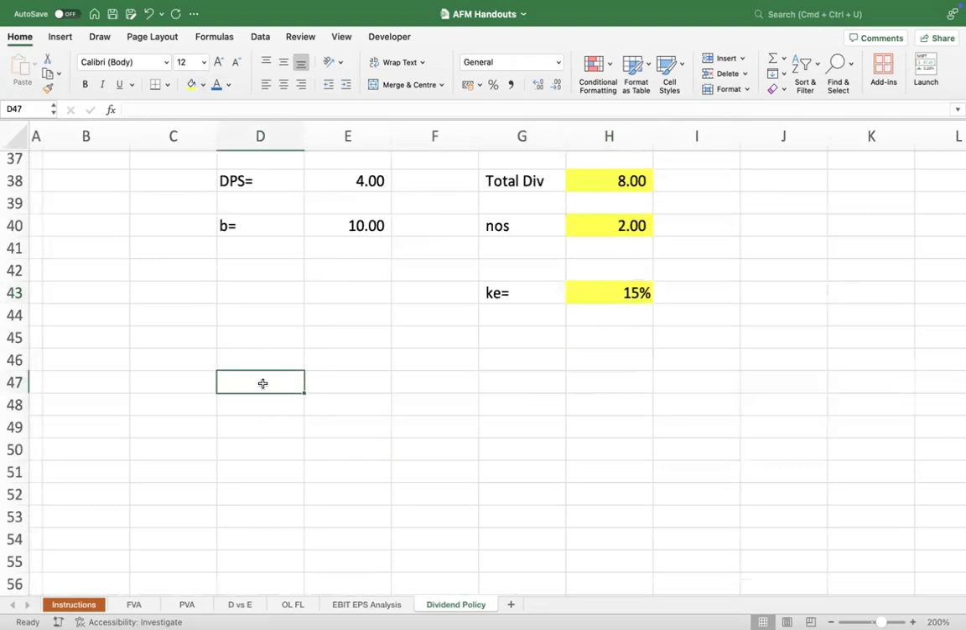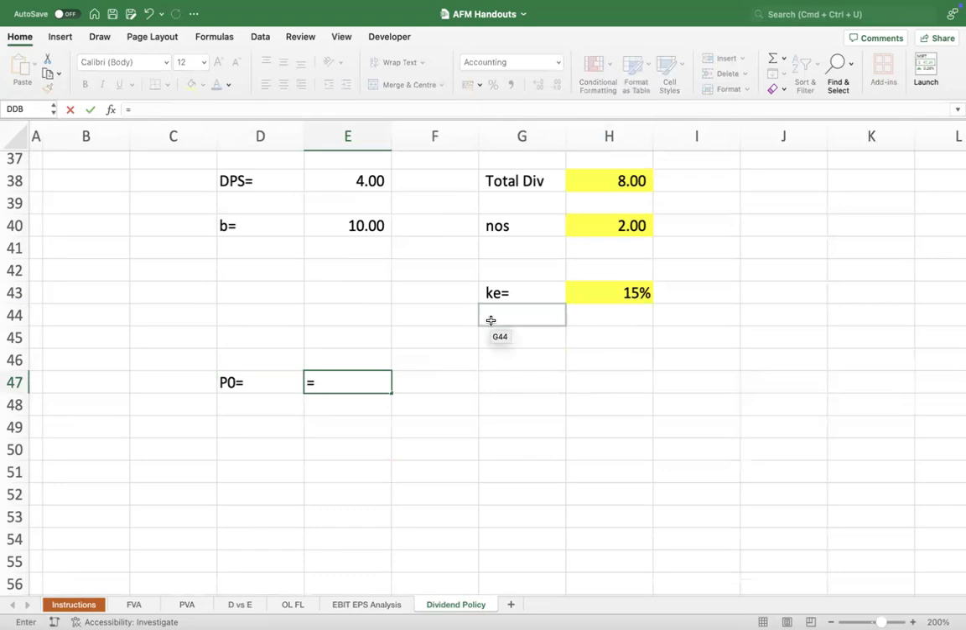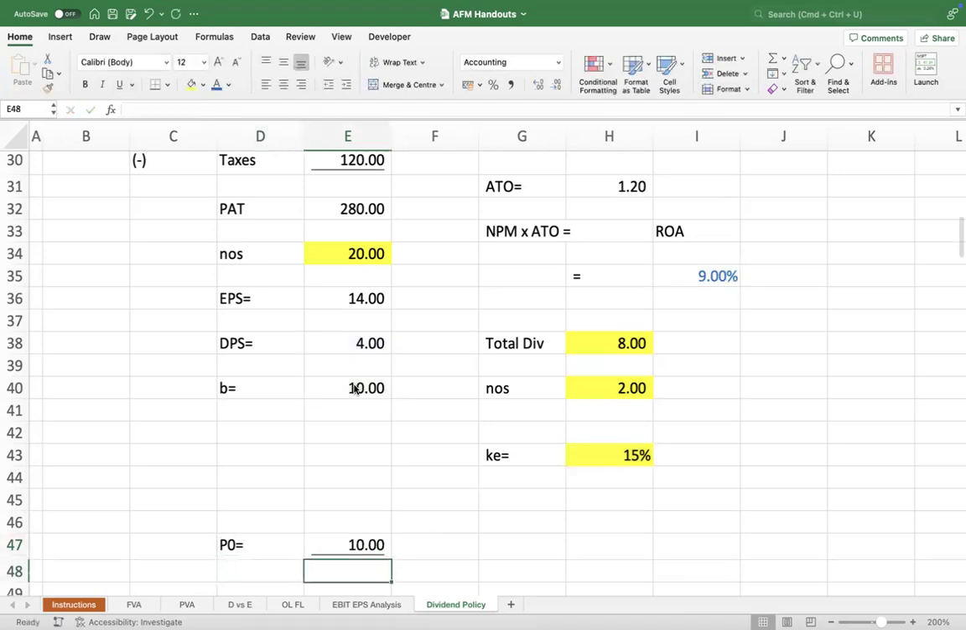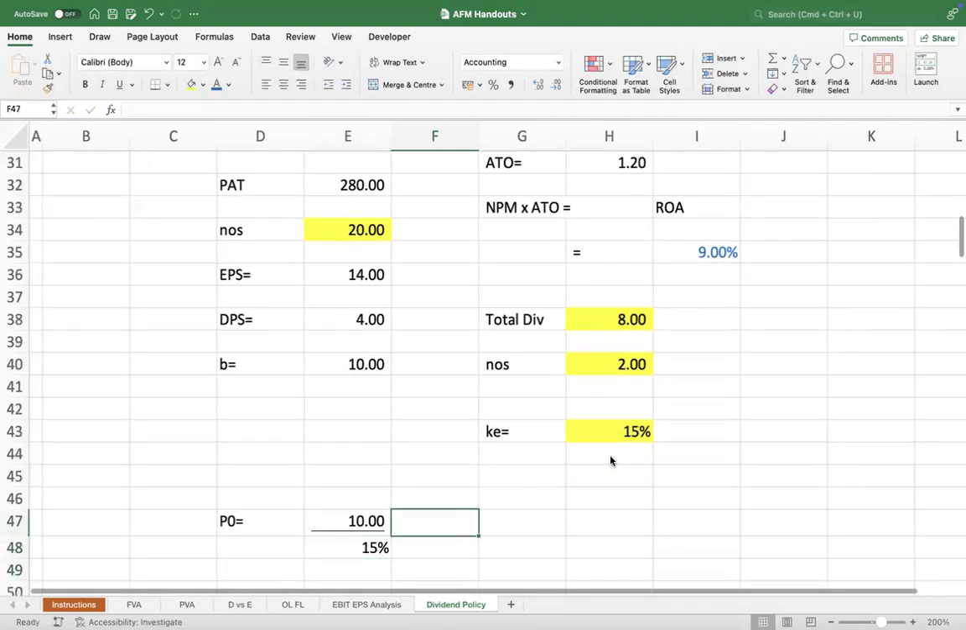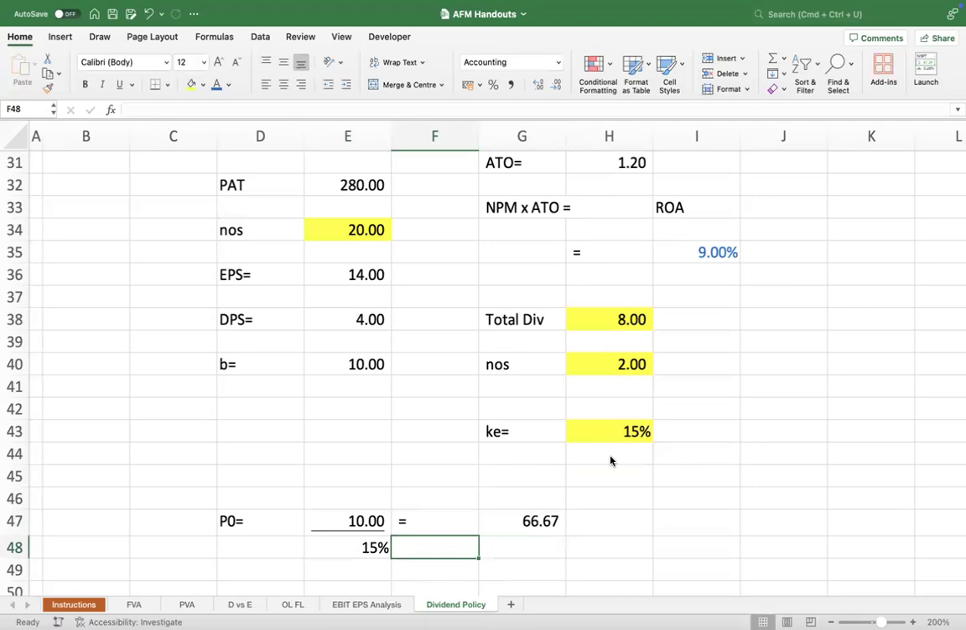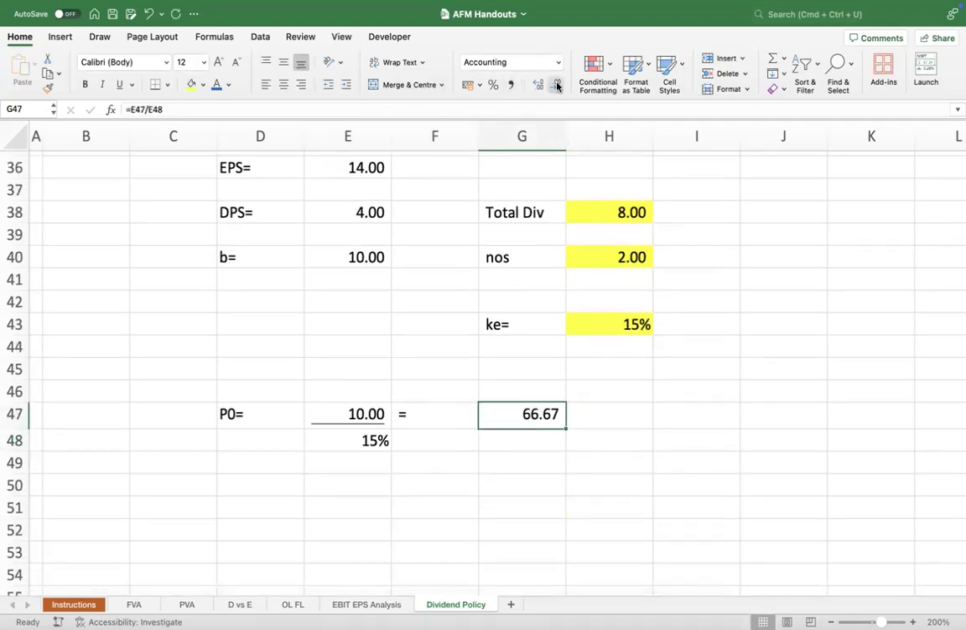So if I adopt the Walters model, it says that P0 is D, where D is 4 rupees per share, plus R by KE. R is 9% in this example, divided by KE, which is 15%, into E minus D. E minus D is your retention, which is 10. This will be in the numerator. And in the denominator, you have KE, which is 15%. So the price of the share as per Walters model is 66.67. Or I can say that it is 67 rupees. Is it okay? Now this is the pricing as per Walters model.